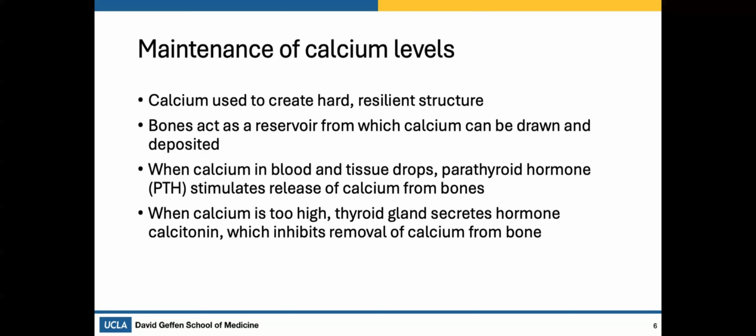Maintenance of calcium levels. Bones play a critical role in regulating blood calcium levels, which are essential for the ability for muscles to contract, nerve signaling, and blood clotting. Examples of this occur when the hormone parathyroid hormone, or PTH, stimulates calcium release from the bones when blood levels are low. On the other hand, calcitonin helps deposit calcium into bones when levels are high.